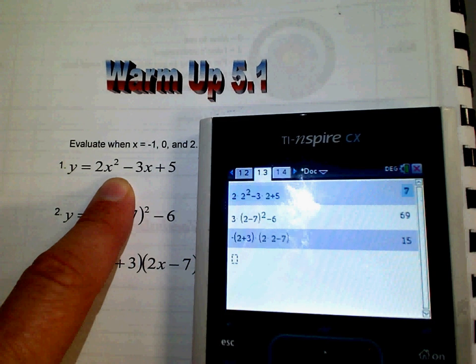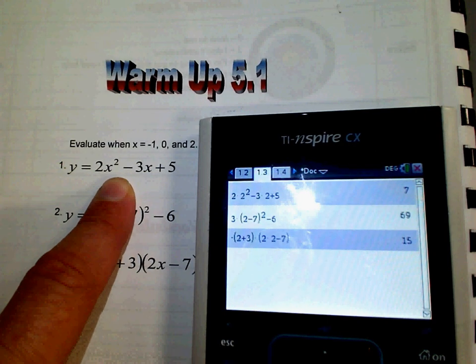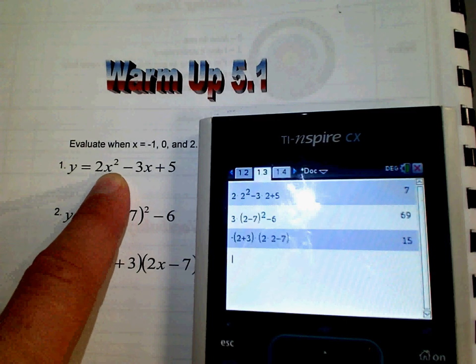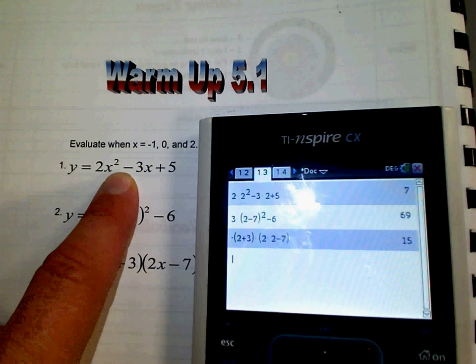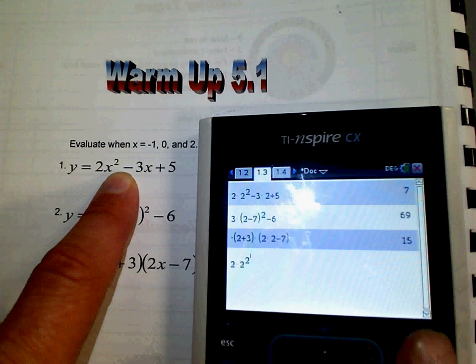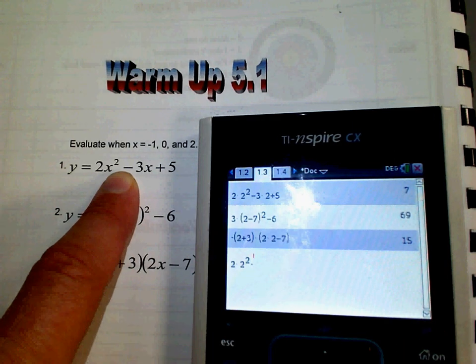Tell me how to type it in that might get it. I did it wrong. I put in negative instead of a minus. Oh, okay. So let's say if you went 2 times 2 squared, and if you hit a negative sign, it looks like that, doesn't it?